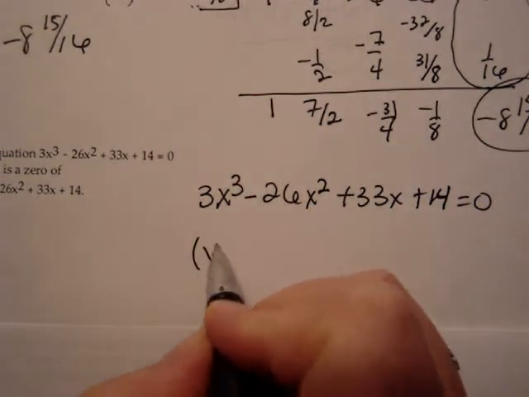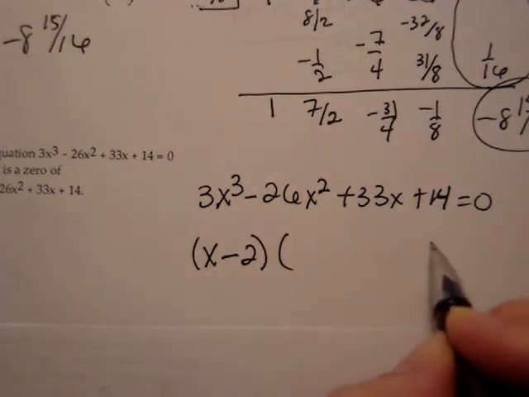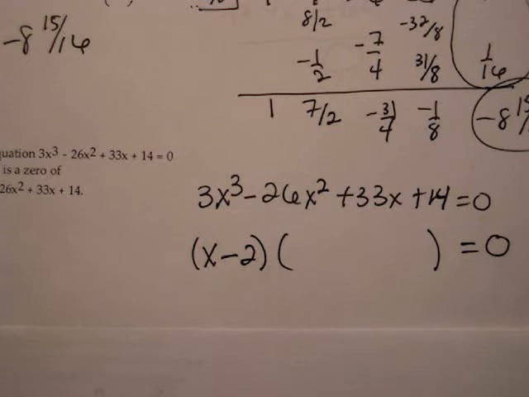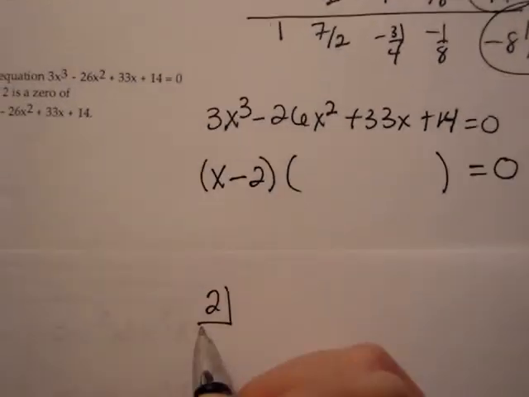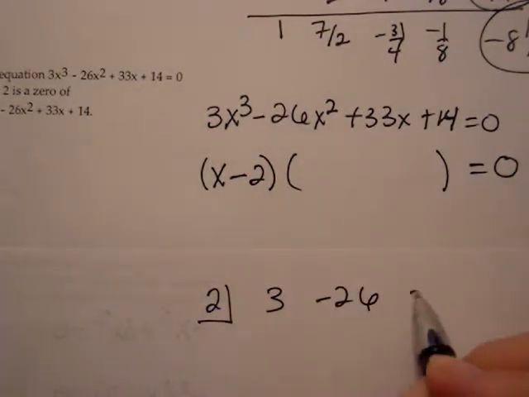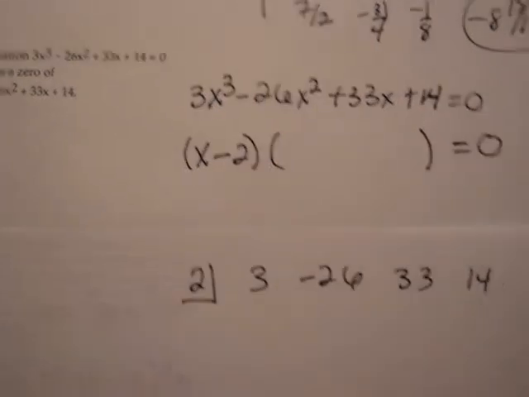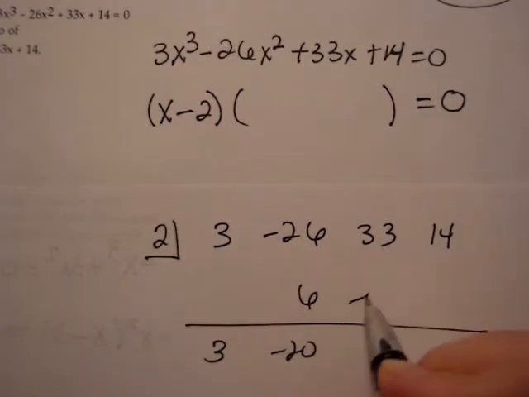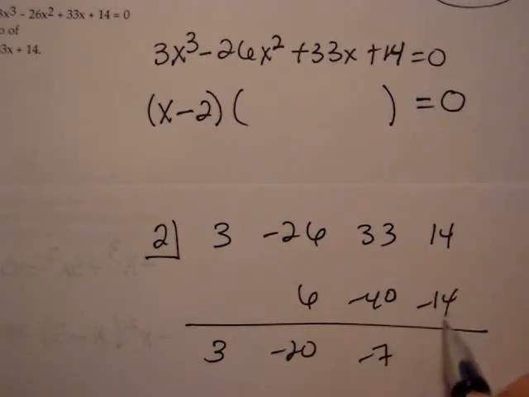So I can start factoring this polynomial by saying, well, it's x minus 2 times something. How do I figure out what that something is? I use division. You can use long division or you can use synthetic division. I'm going to use synthetic division on this lovely little piece of paper below. Now be careful. Synthetic division, I put positive 2 in my little box. And then I list my coefficients, 3, negative 26, 33, and 14. Let's make my line. 3, 6, negative 20, negative 40, negative 7, negative 14, 0.